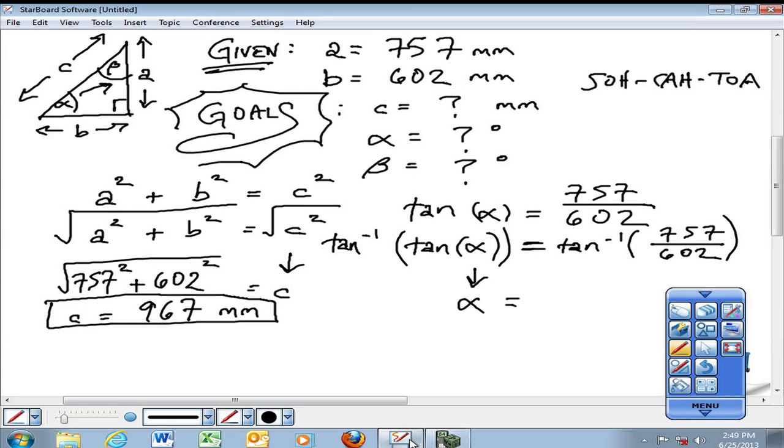All right, so let's go back. We get 51.5 degrees. So 2 goals down, 1 to go.